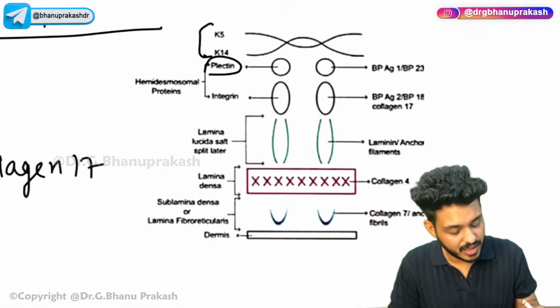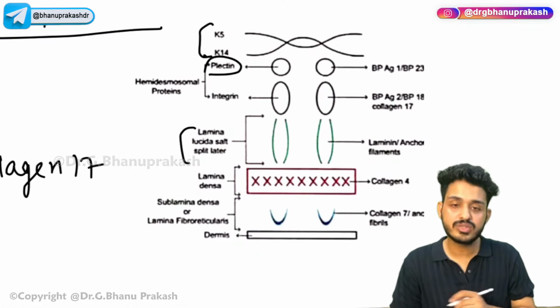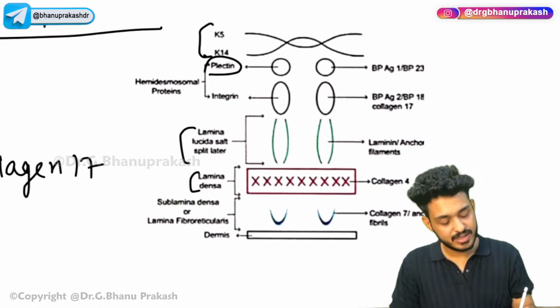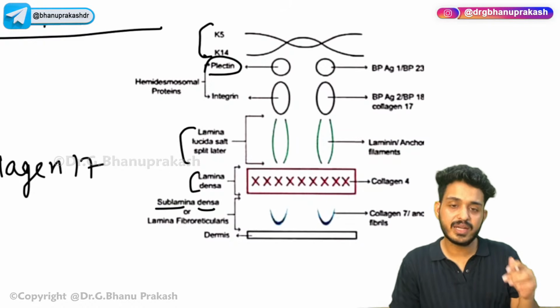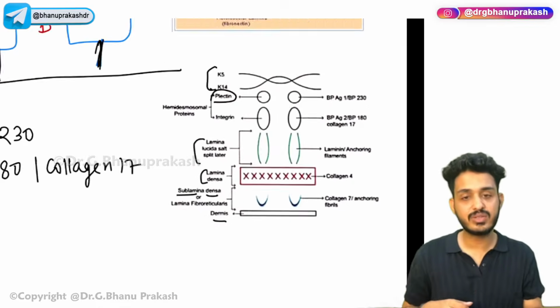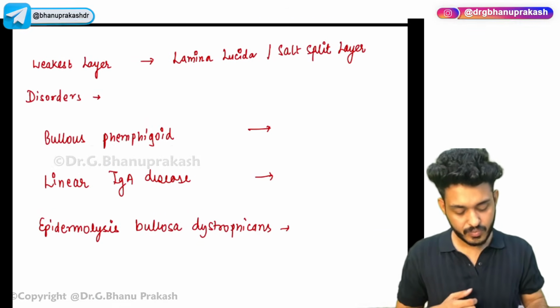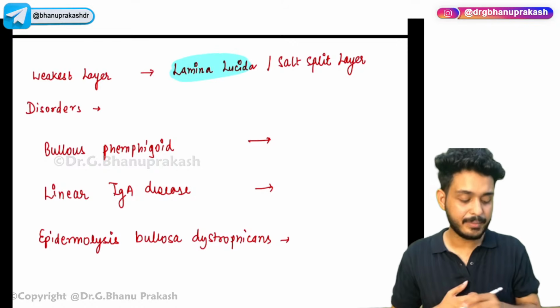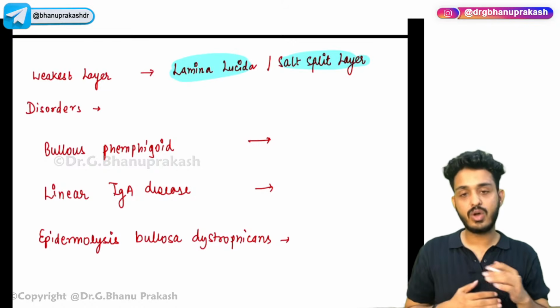Then there will be some other layers. This is your lamina lucida, then your lamina densa, and below the lamina densa would be the sublamina densa, and ultimately we have the dermis. These are the important layers. If they ask which one of them is the weakest layer, your answer would be lamina lucida, also known as the salt split layer.